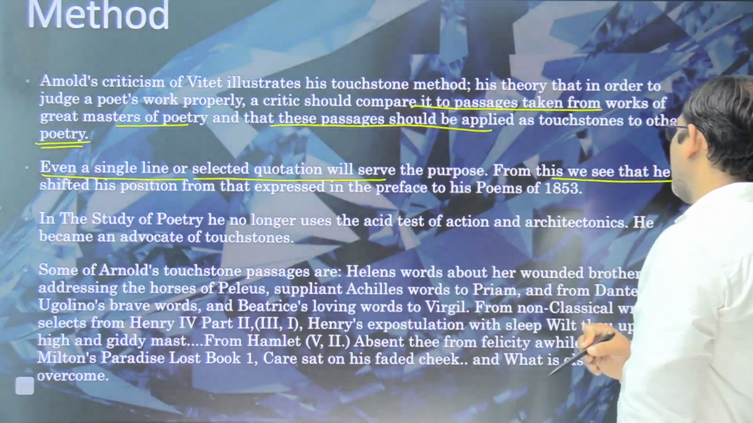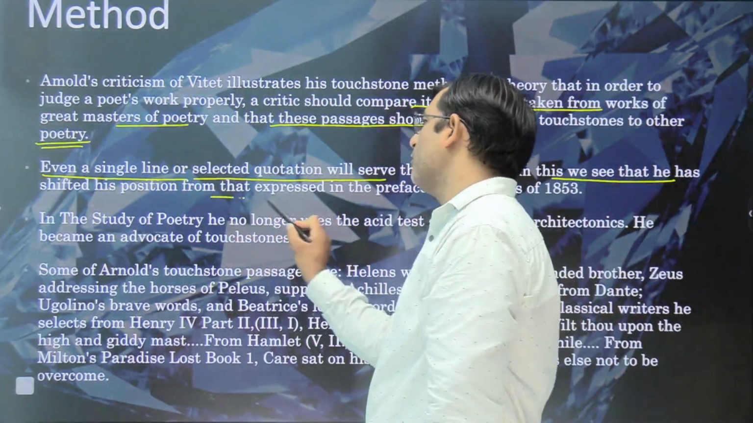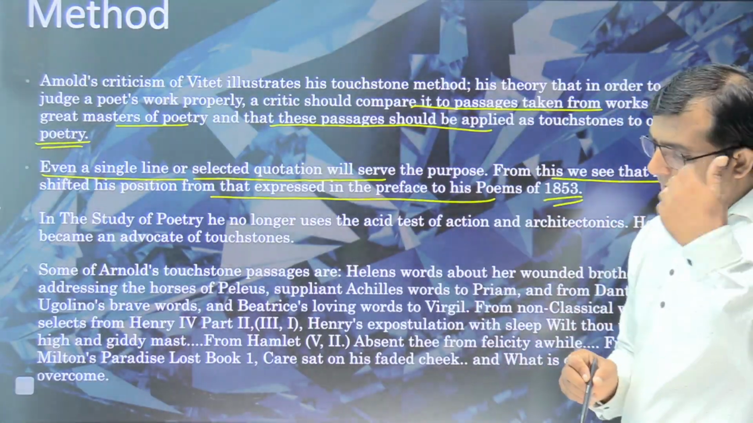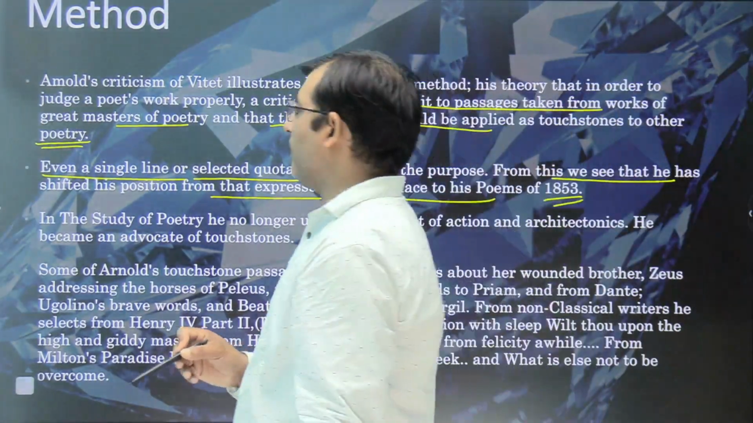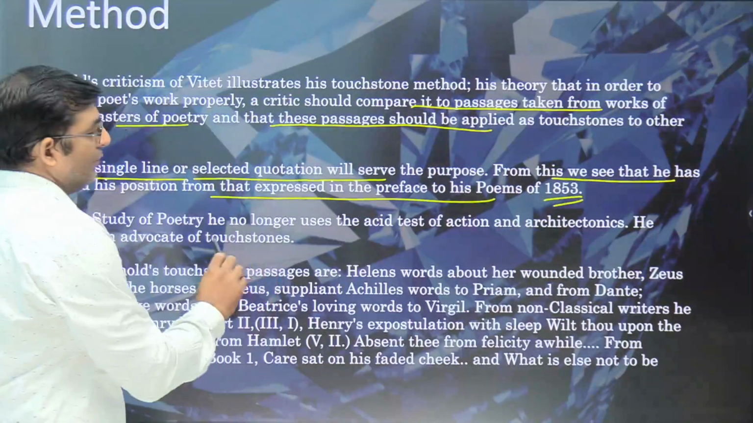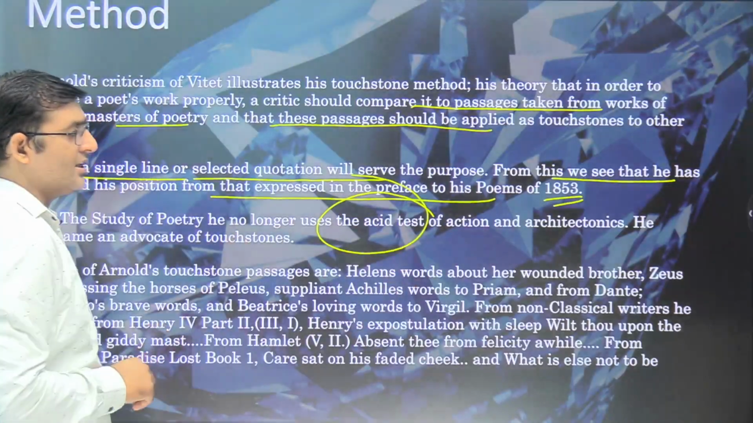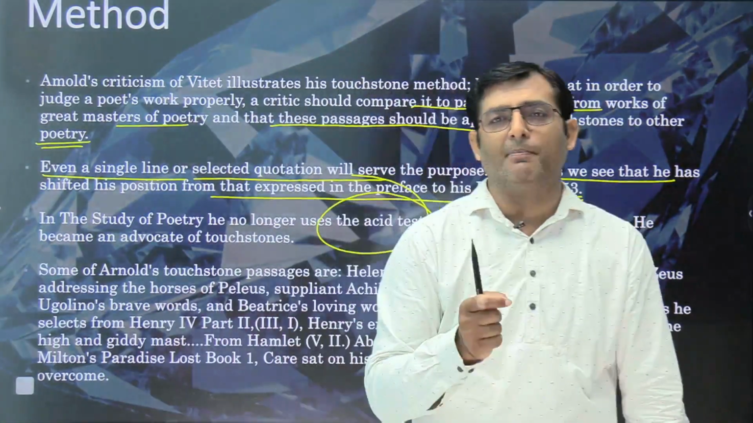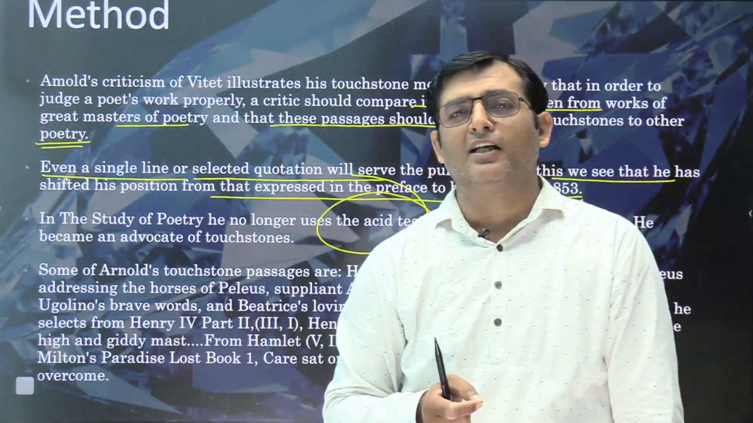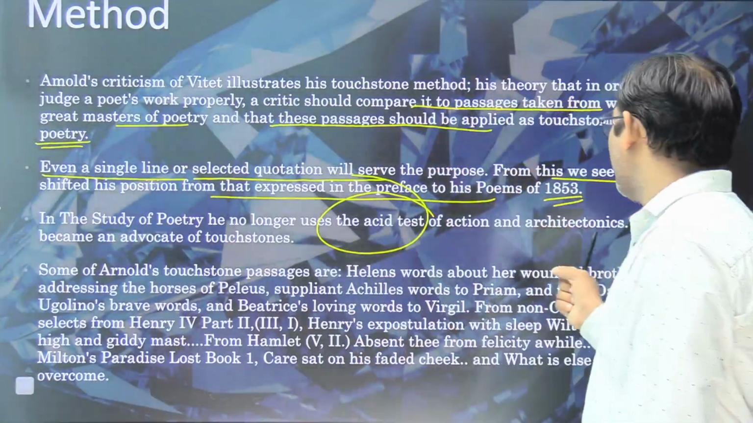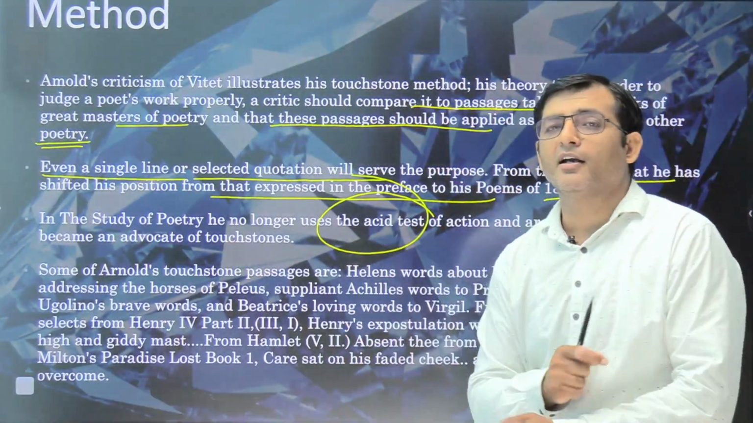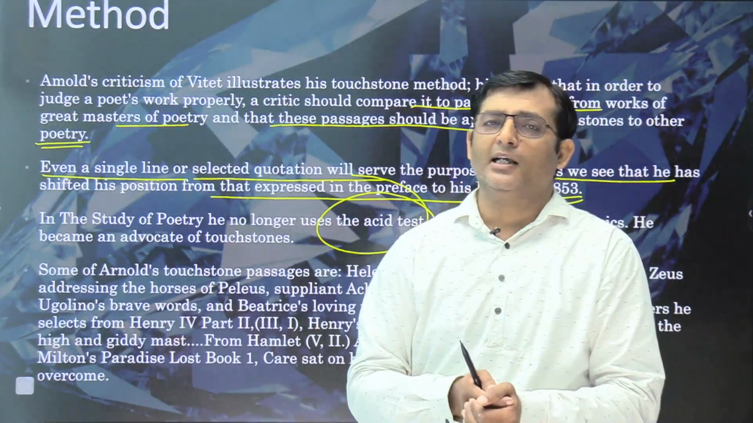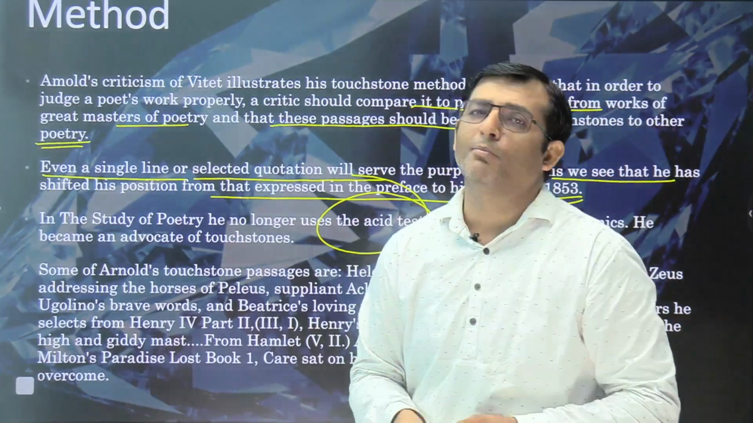From this we see that he had shifted his position from that expressed in the preface to his poems in 1853. Then his position was different, now here the position is different. In the study of poetry, he no longer uses the acid test of accent and architectonics. Right? In preface to poems of 1853, he was talking about the architectonics, he was talking about the acid test, but here he denies those two tests. Here he talks about the comparative method. That comparative method is called Touchstone method of criticism.